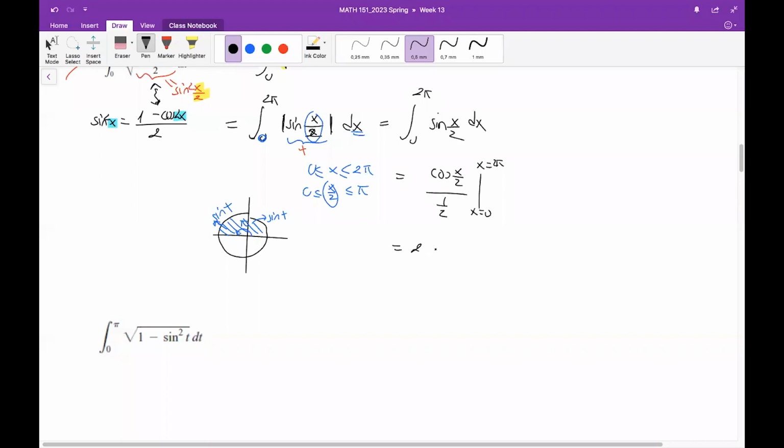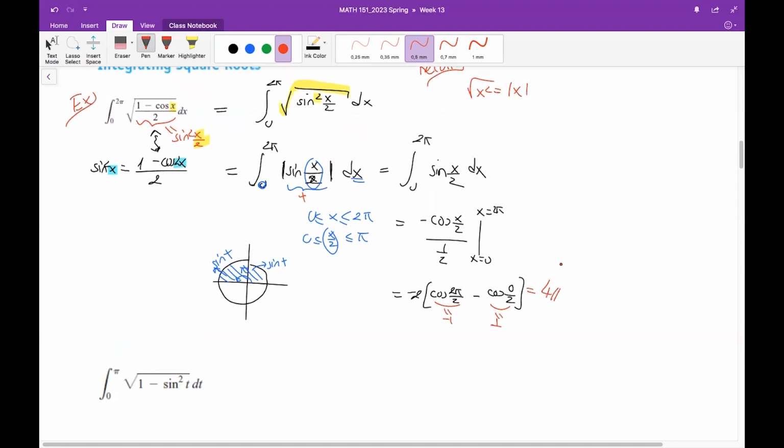So the result is 2 times, by the way, this is minus cosine. So the result is minus 2 times cosine of, insert, 2 pi over 2 minus, I just took this minus 2 coefficient out. So this is minus cosine 0 over 2. But this is cosine pi, which is minus 1. Cosine 0 is 1. So the result is, I guess, 4, right?